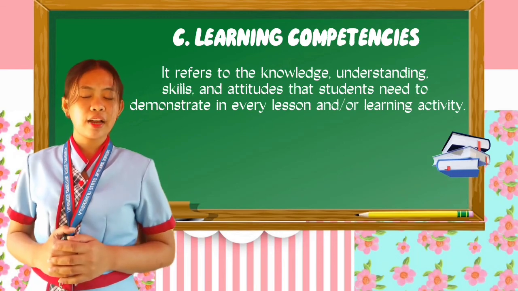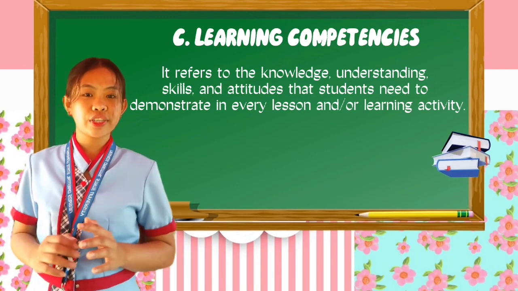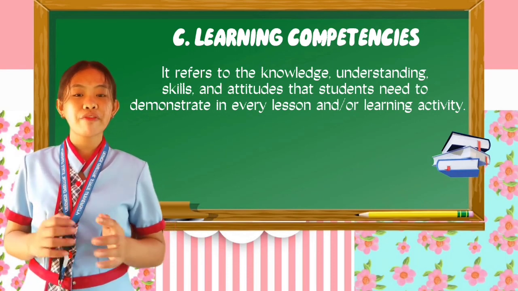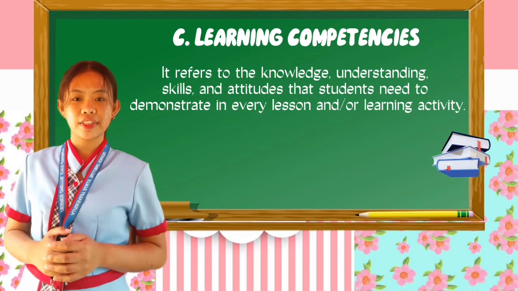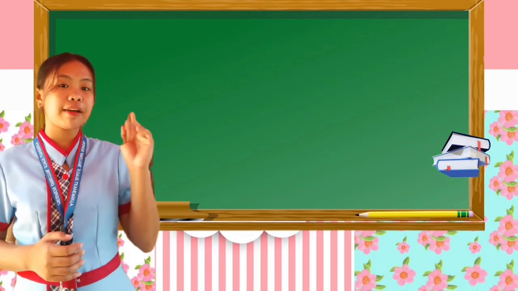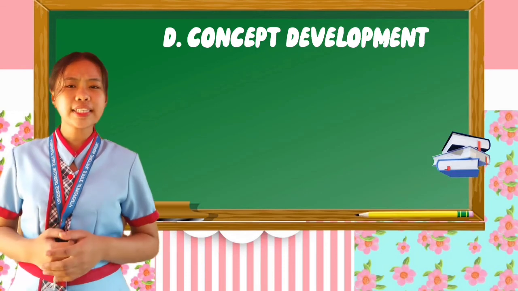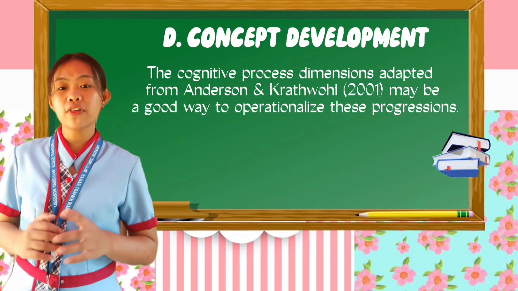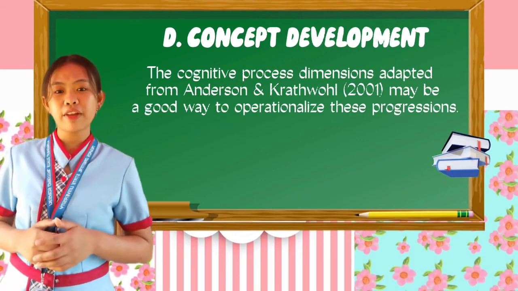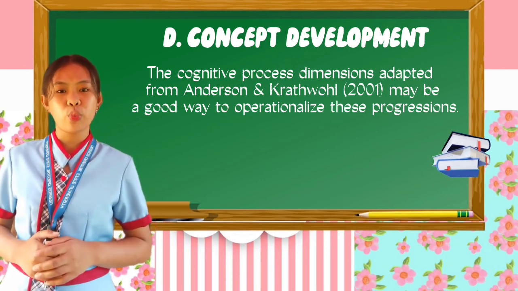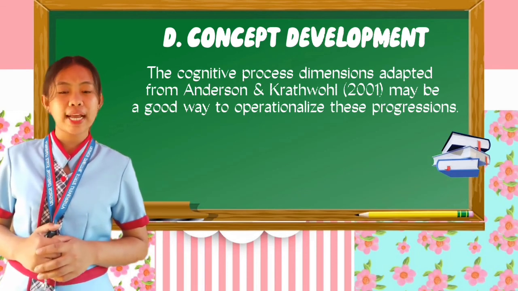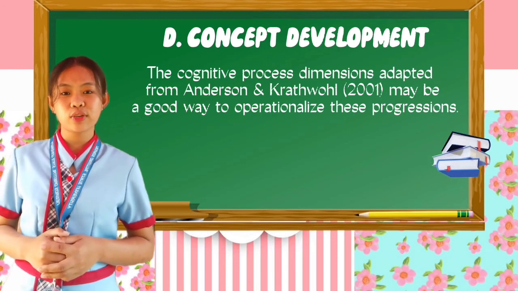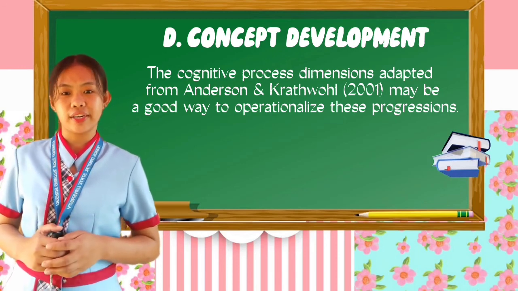Learning competences refer to the knowledge, understanding, skills, and attitudes that students need to demonstrate in every lesson and or learning activity. Now what about the concept development? The learning standards in the curriculum reflect progressions of concept development. The cognitive process dimensions adopted from Anderson and Krathwohl 2001 may be a good way to operationalize these progressions. It provides a scheme for classifying educational goals, objectives, and standards.